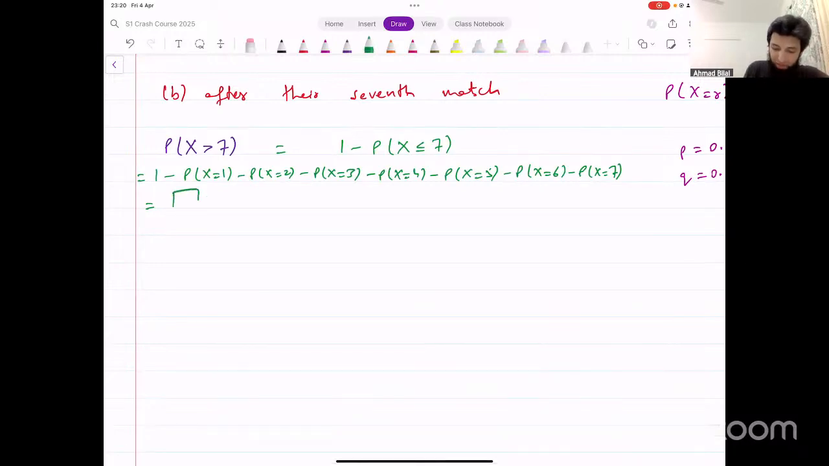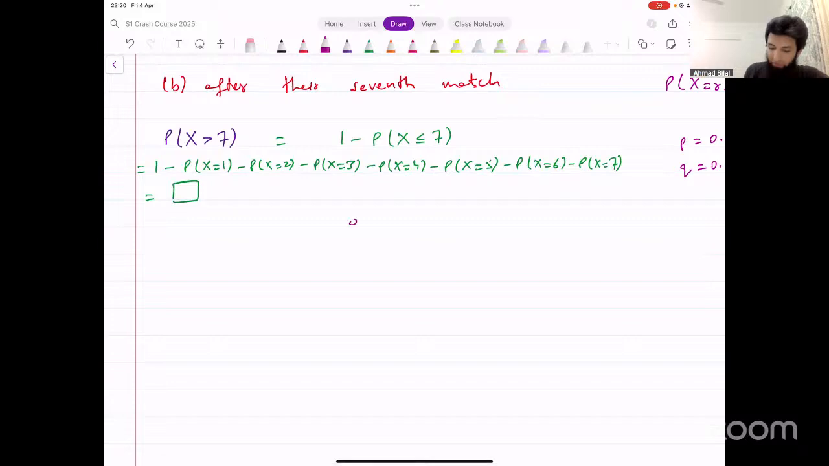So this was one idea. A better way of doing this, a more efficient way of doing this, is you say you're looking for the probability that the first win comes after the 7th match.